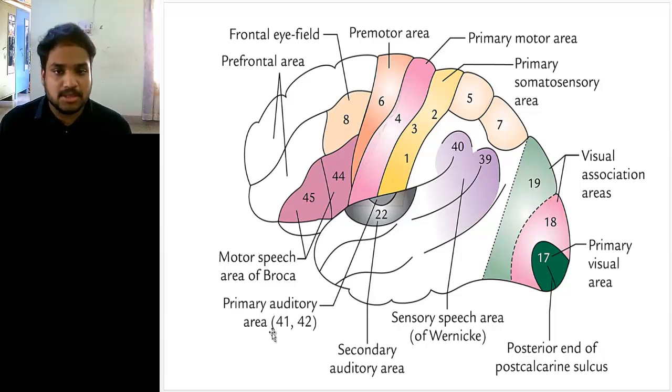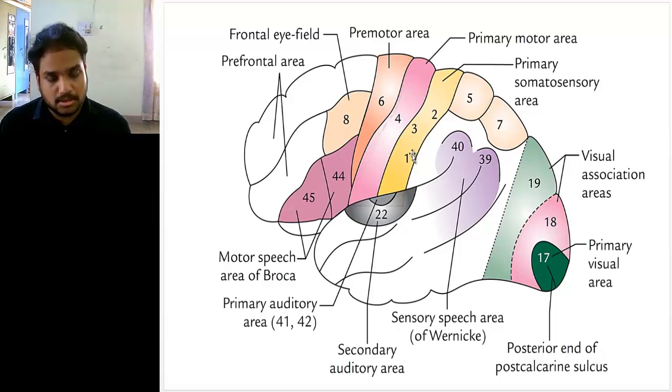Now we will go on to the parietal lobe. The parietal lobe extends from the central sulcus to the parieto-occipital fissure, right? Now, in the parietal lobe, irrespective of the dominant or non-dominant hemisphere, you have the primary somatosensory area, right? This primary somatosensory area that is present in the postcentral gyrus is involved in the cortical sensations. The cortical sensory area.